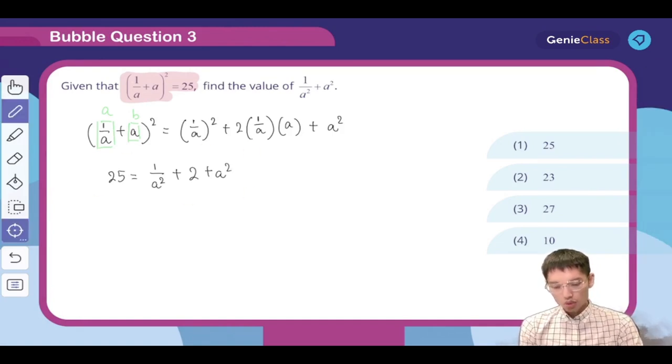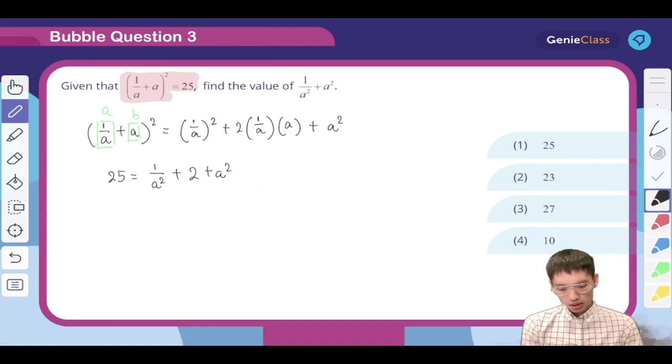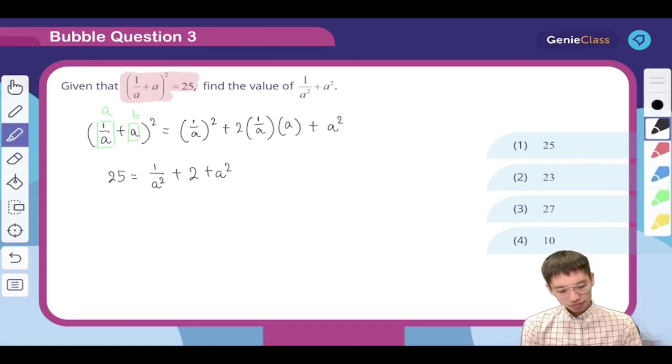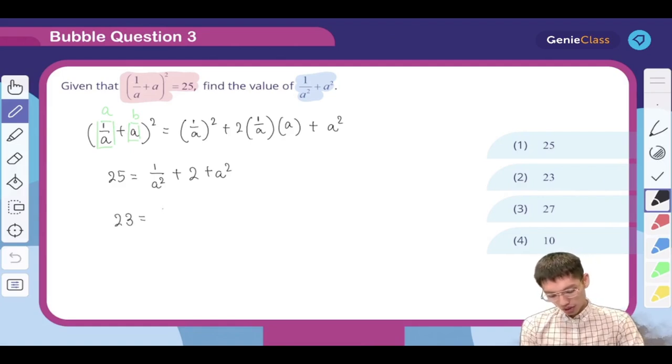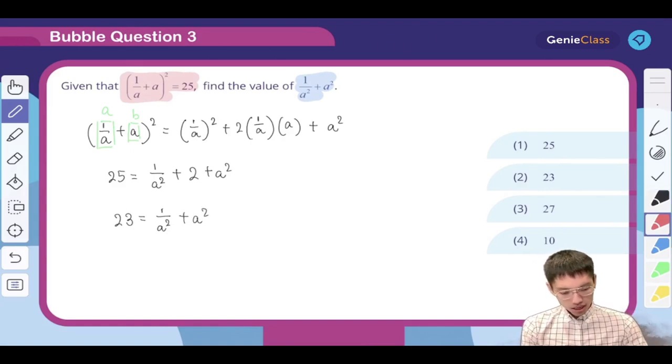Now take a look at the question. What do they want? They want the value of 1 over A squared plus A squared. So what can we do? You realize what is left to do is just bringing over my 2. 25 minus 2 is 23, and in fact, this is just my final answer. So that's where there is 2.